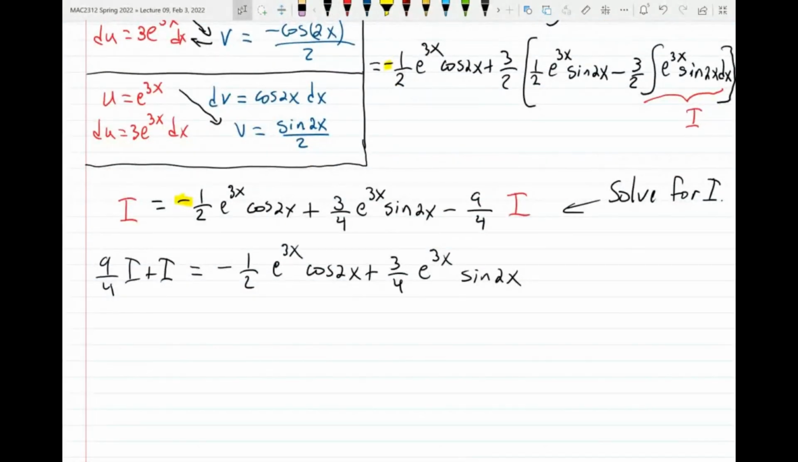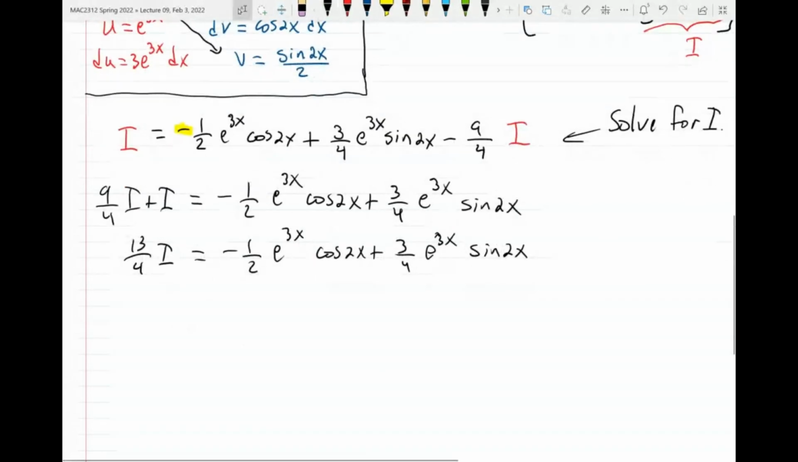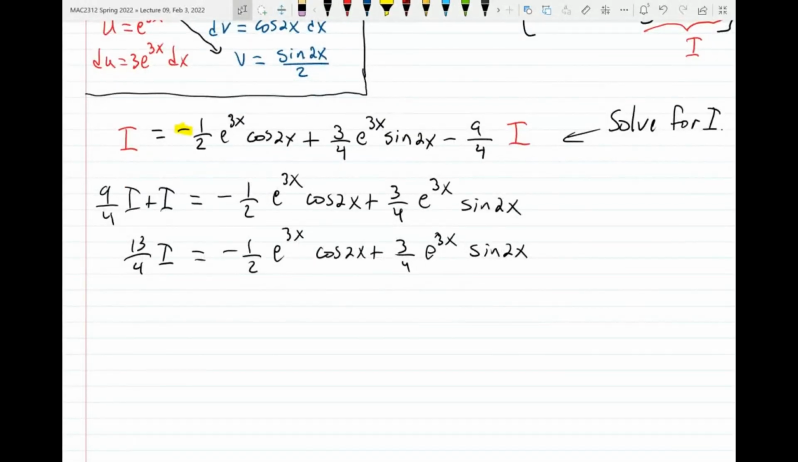Combine on the left. So what is this? 4/4, 9 plus 4, that's 13. So you get 13/4 I equals this. It will be e to the 3x times sine of 2x. And then finally, multiply by 4/13. Like multiply by 4 and then divide by 13.